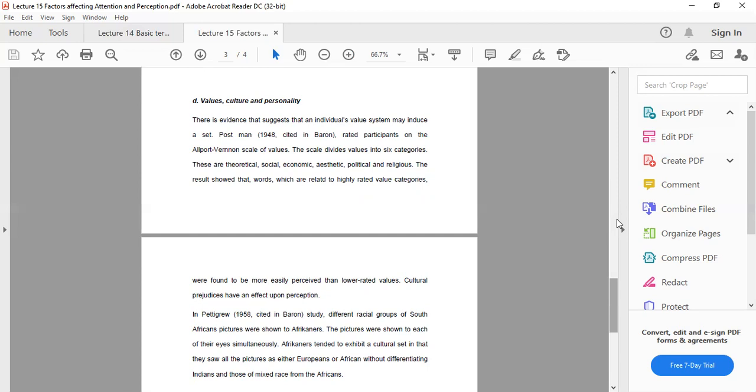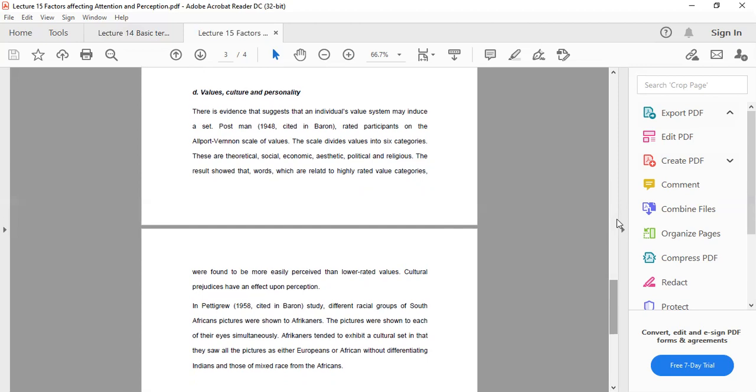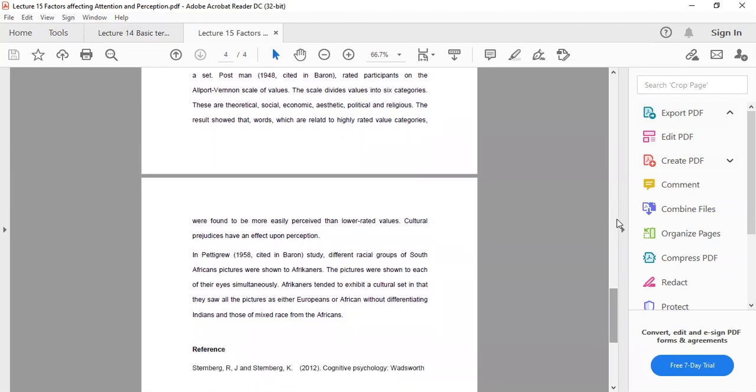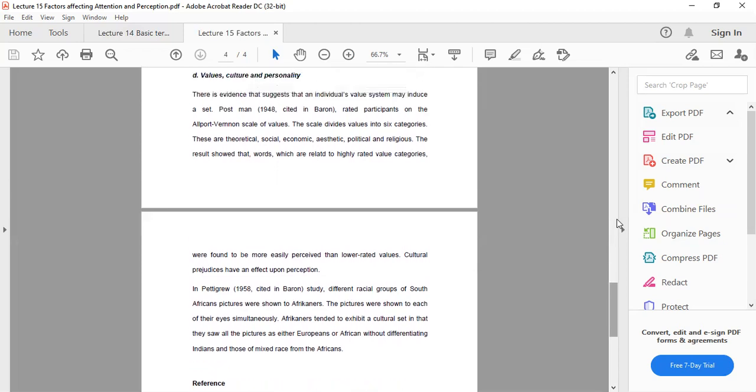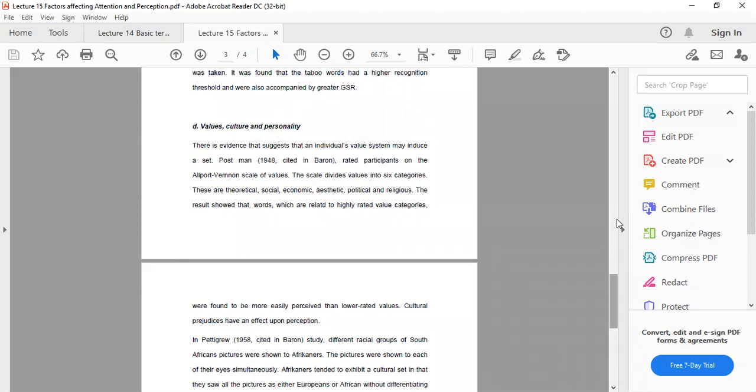So cultural prejudices have an effect upon perception as well. Pettigrew, also cited in Barron, studied different racial groups of South Africans. Pictures were shown to Afrikaners, to each of their eyes simultaneously. Afrikaners tended to exhibit a cultural set in that they saw all the pictures as either European or African, without differentiating Indians and those of mixed race from the Africans. So you find values, culture, and personality also influence the way we perceive.